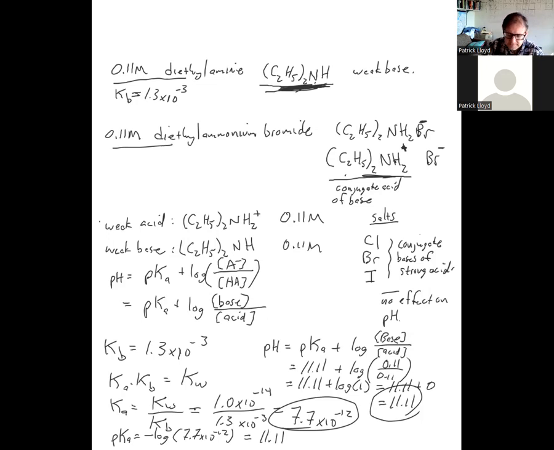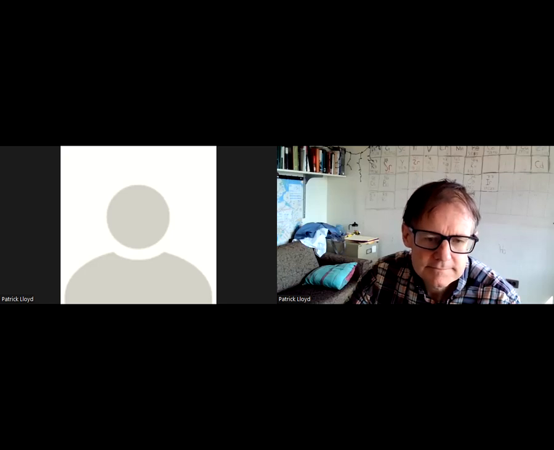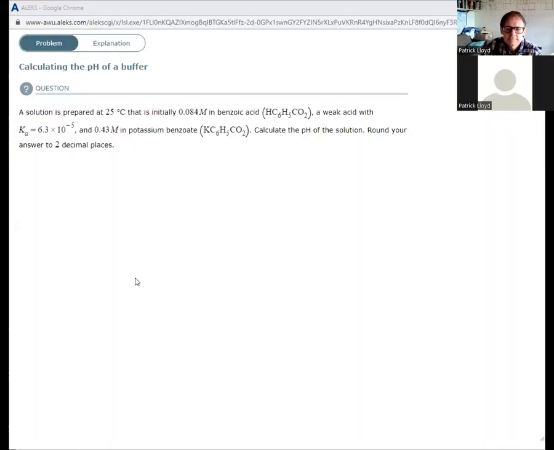Let's take a look at another example. Okay, calculating the pH of a buffer. A solution is prepared at 25 degrees Celsius that's initially 0.084 molar in benzoic acid, a weak acid with a Ka of 6.3 times 10 to the negative 5, and 0.43 molar in potassium benzoate, KC6H5CO2. Calculate the pH of the solution, round your answer to 2 decimal places, so 2 places after the decimal point.